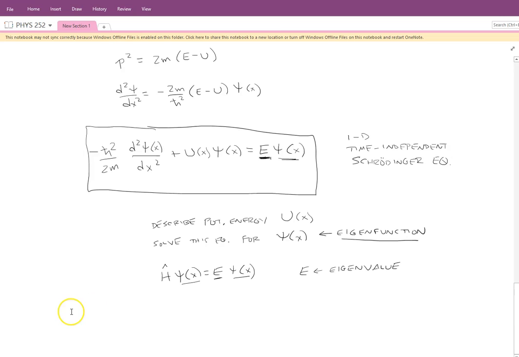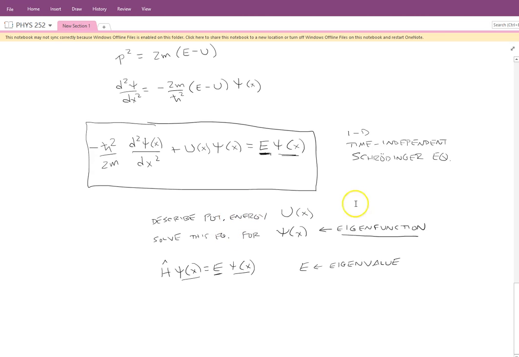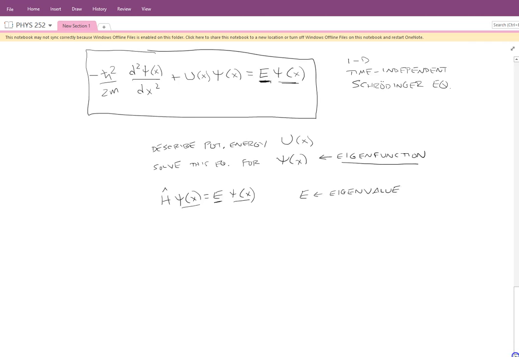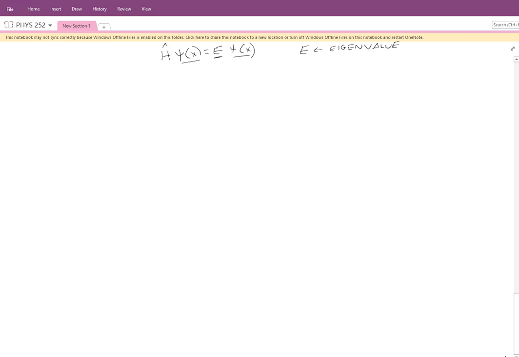Hey, welcome back everybody. Okay, so as promised, what we're going to do in this video is look at an example where we solve this 1D time-independent Schrodinger equation. Now, this is going to be an approximation to a real system, but what I want you guys to consider is an electron trapped in a very thin layer of material. So this is our example.